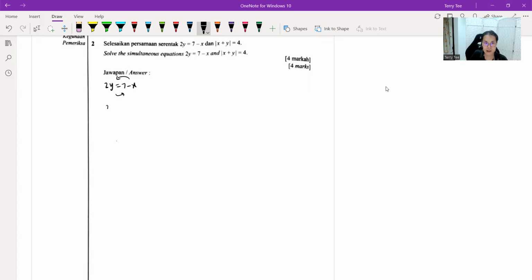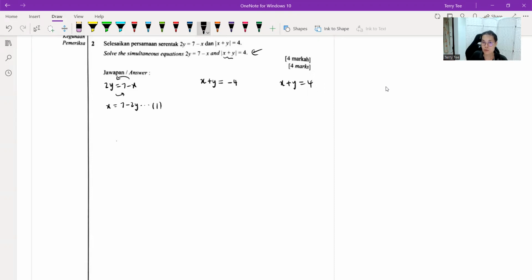I transfer this over, x is 7 minus 2y. I can call this equation 1. The interesting part is the second equation, because in the second equation, you can see it's the modulus of x plus y equals 4. Now, remember, when you open up a modulus, there is always a plus minus. Reason being, when you take the modulus of negative 4, you get 4. When you take the modulus of positive 4, you will also get 4. Modulus means the magnitude. So your x plus y is inside your modulus. It can either be negative 4 or it can be positive 4.